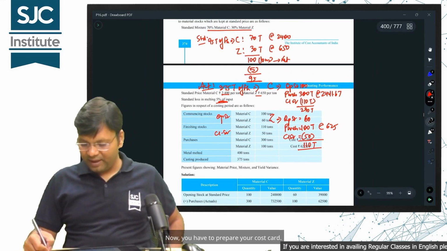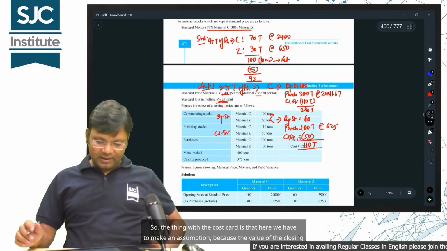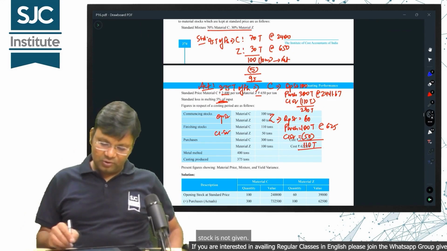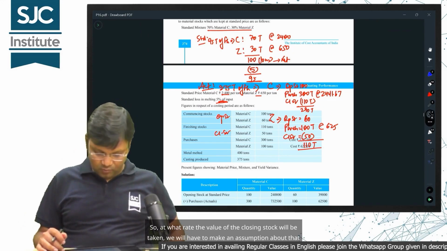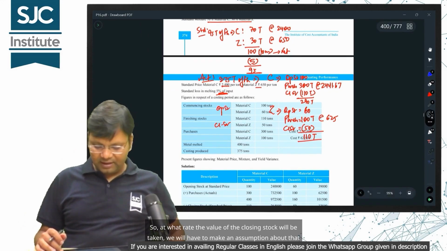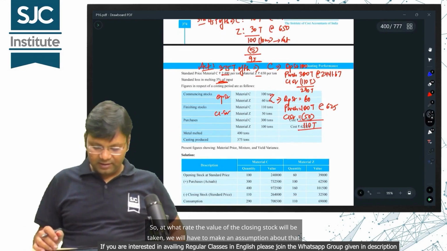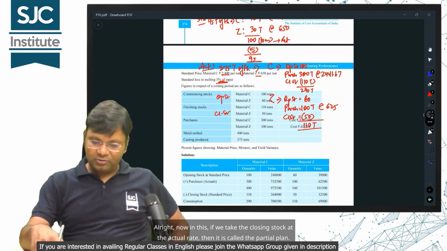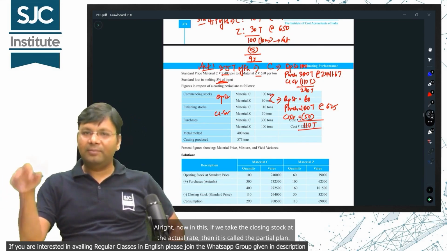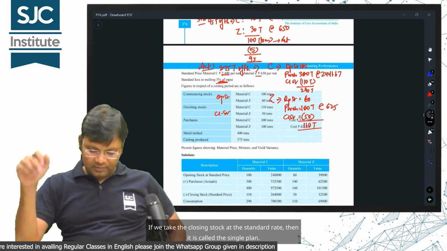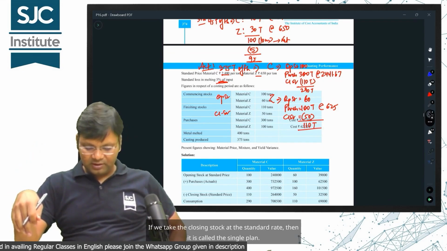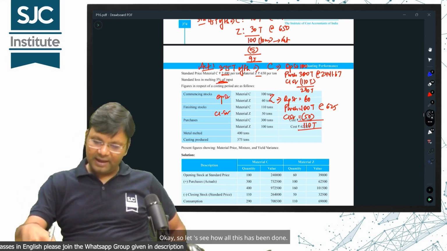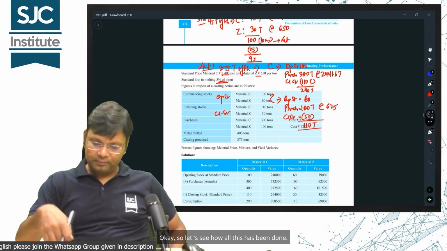Now, you have to prepare your cost card. So, the thing with the cost card is that here we have to make an assumption because the value of the closing stock is not given. So, at what rate the value of the closing stock will be taken, we will have to make an assumption about that. Alright, now in this, if we take the closing stock at the actual rate, then it is called the partial plan. If we take the closing stock at the standard rate, then it is called the single plan. Okay, so let's see how all this has been done.